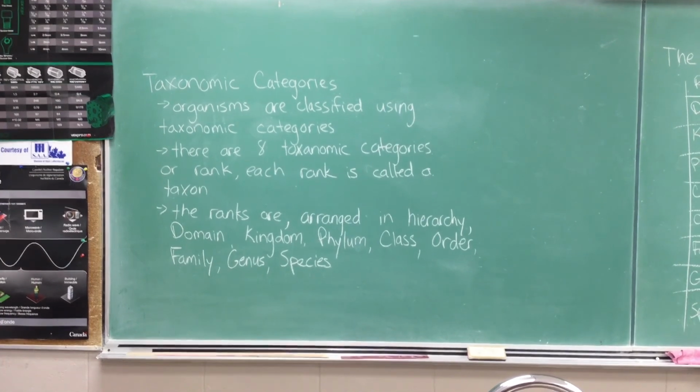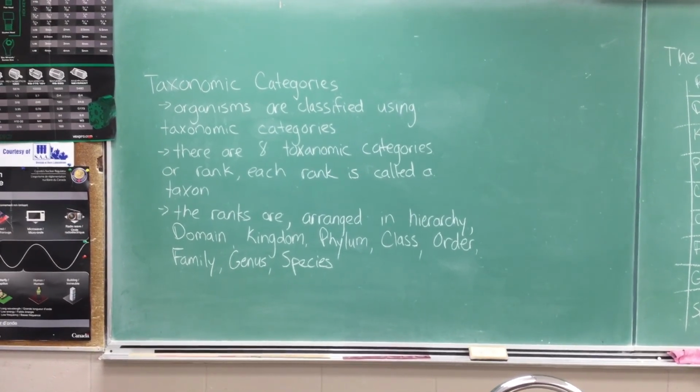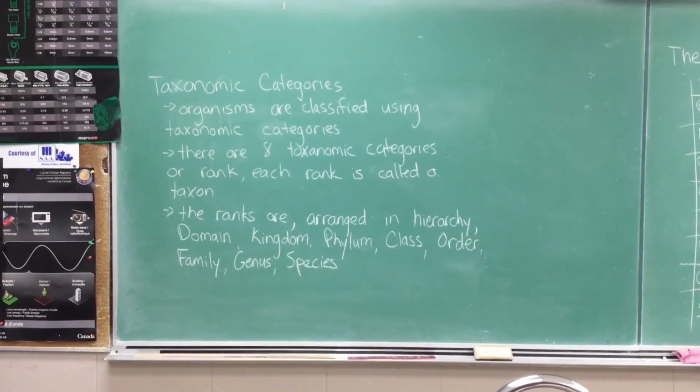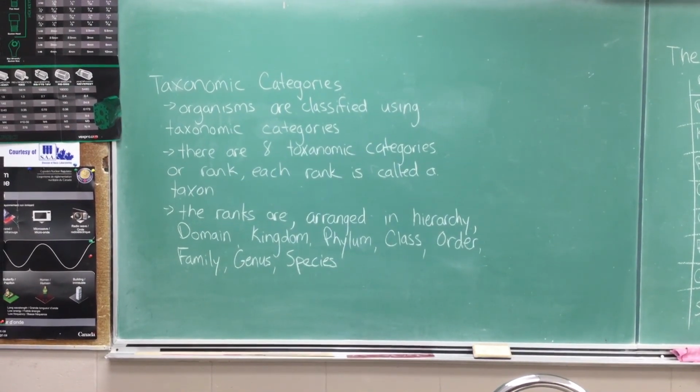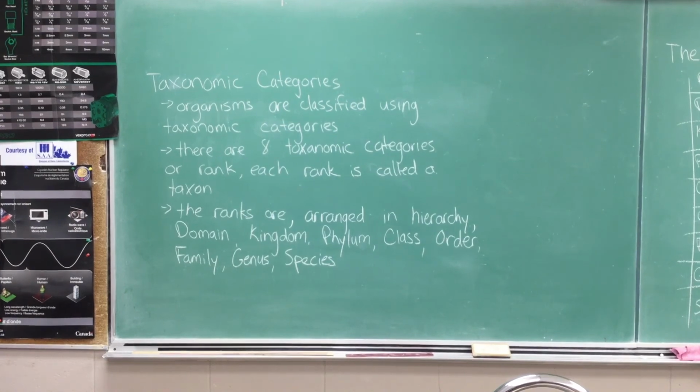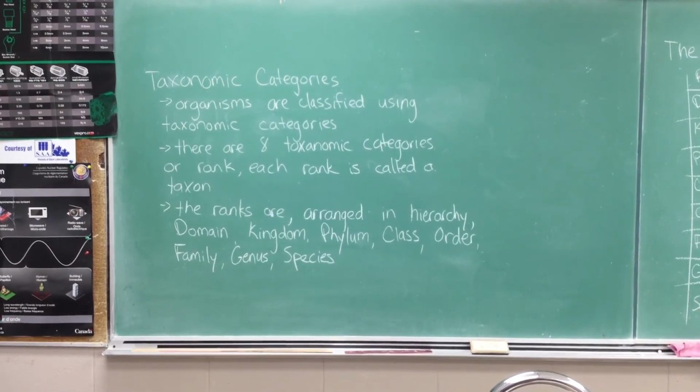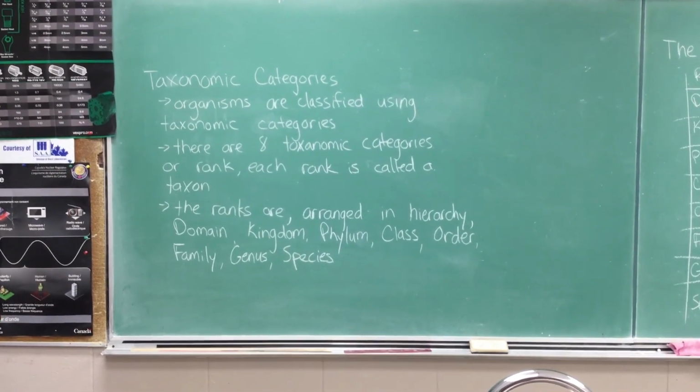Taxonomic categories. Organisms are classified using taxonomic categories. There are 8 taxonomic categories, or ranks. Each rank is called a taxon. These ranks are arranged in a hierarchy: domain followed by kingdom, then phylum, then class, then order, then family, then genus, and species.